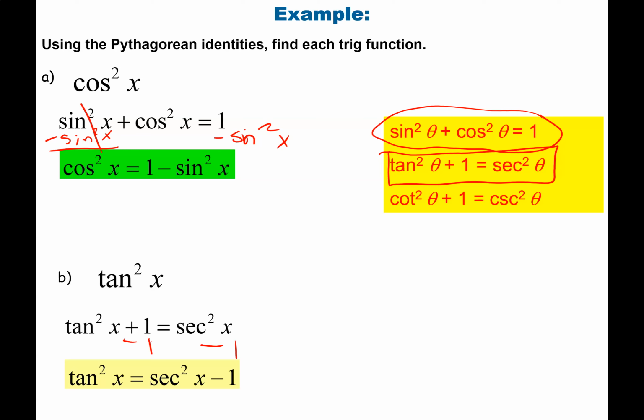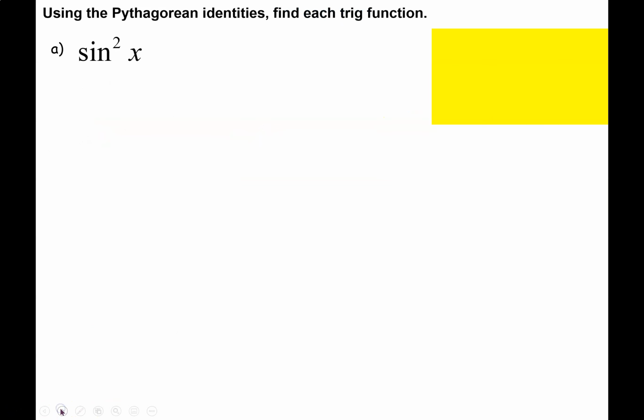So all we're doing is manipulating our identities to have either tangent squared x by itself or cosine squared x by itself. All right, let's continue. All right, let's try another one. All right, copy that. Again, we're going to use the Pythagorean identities.